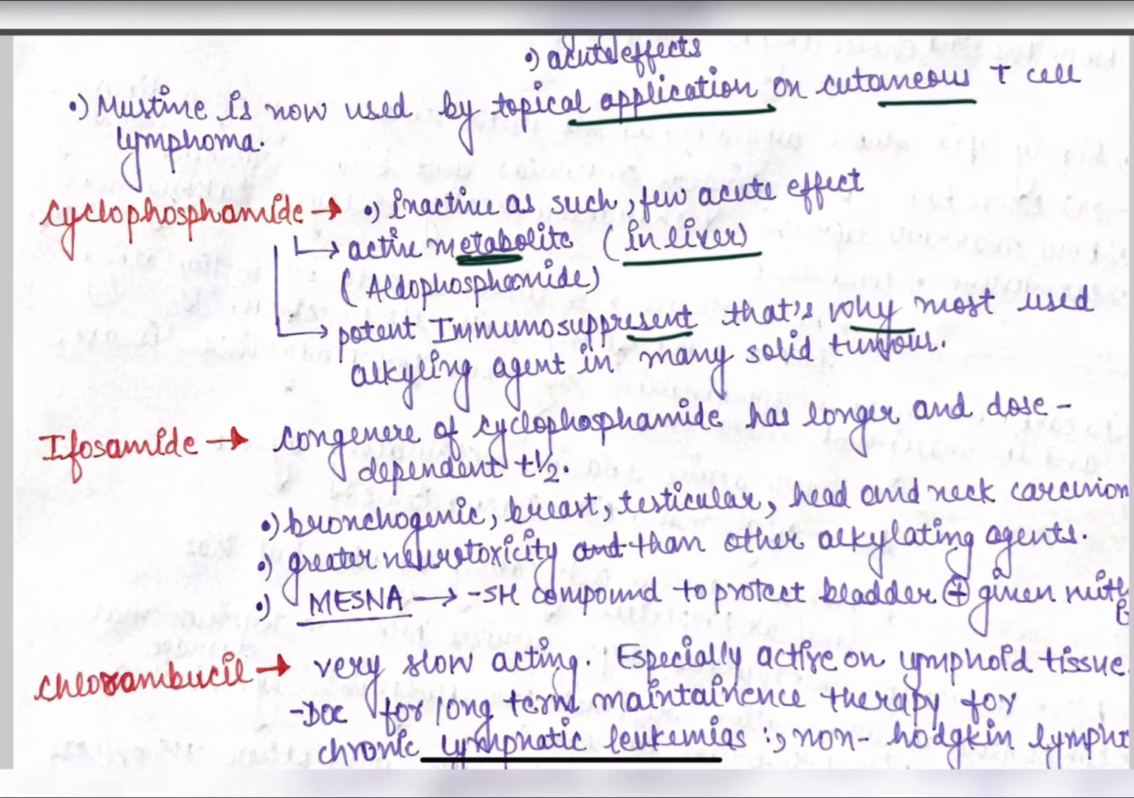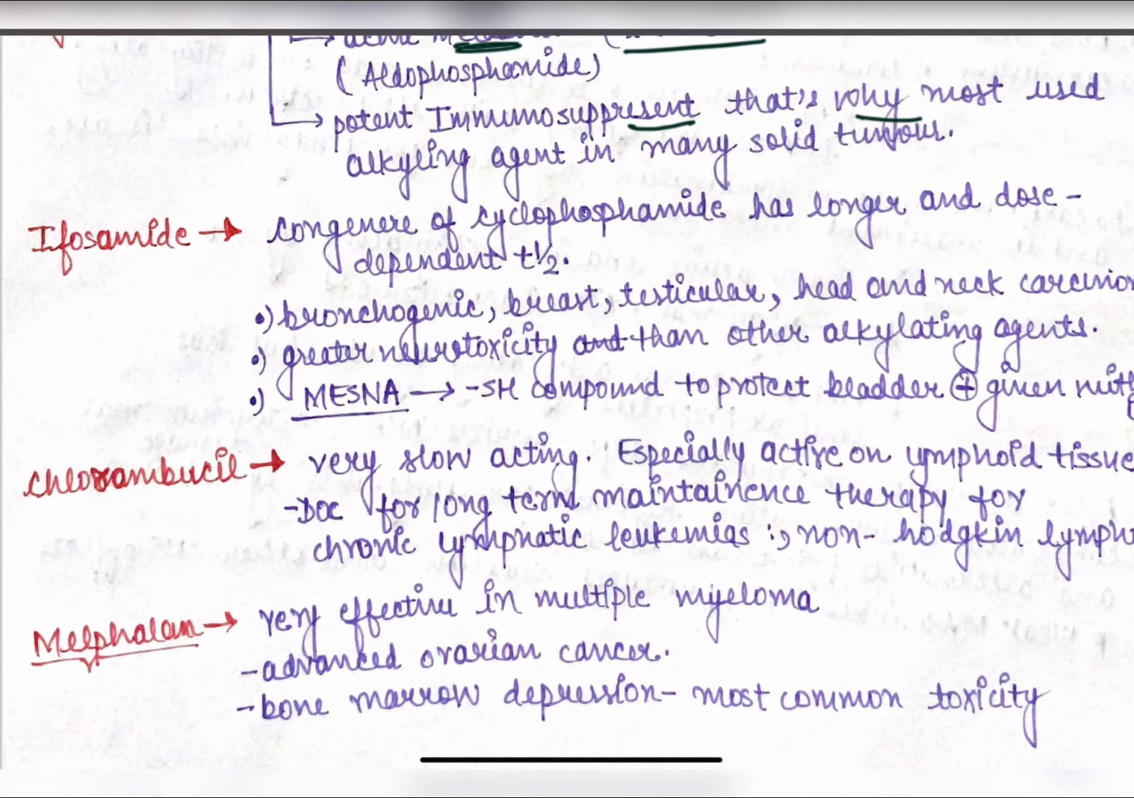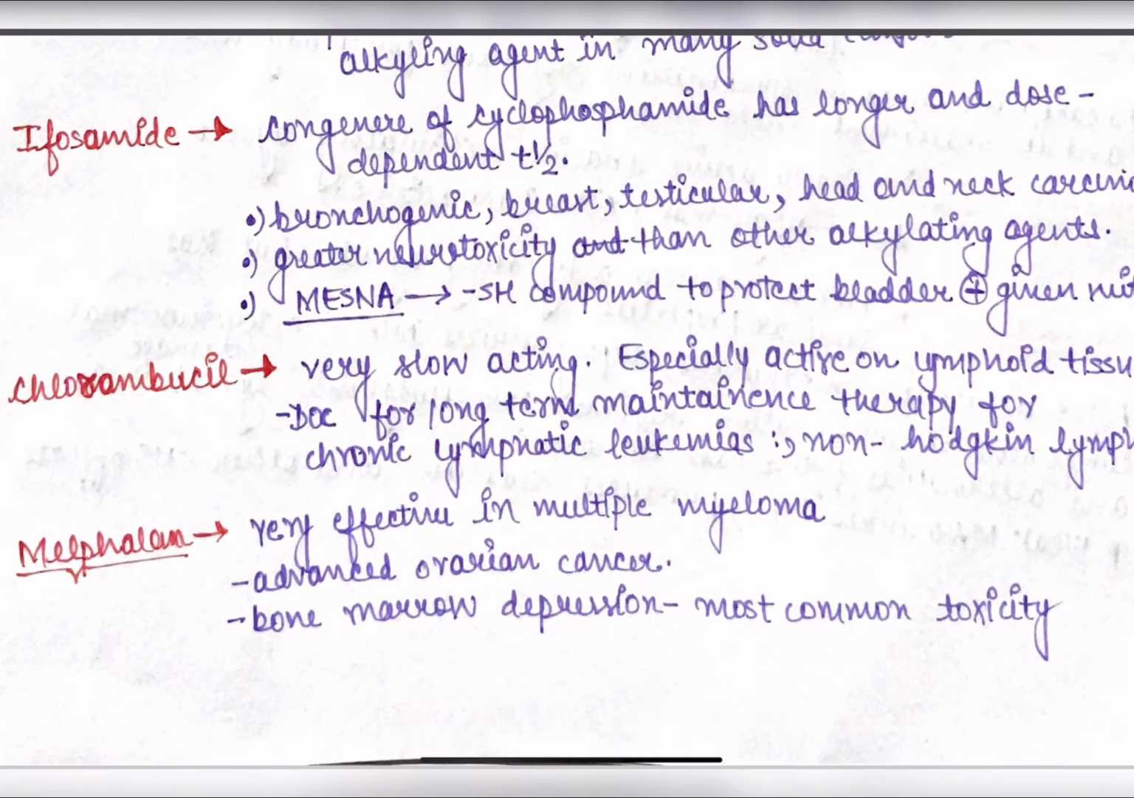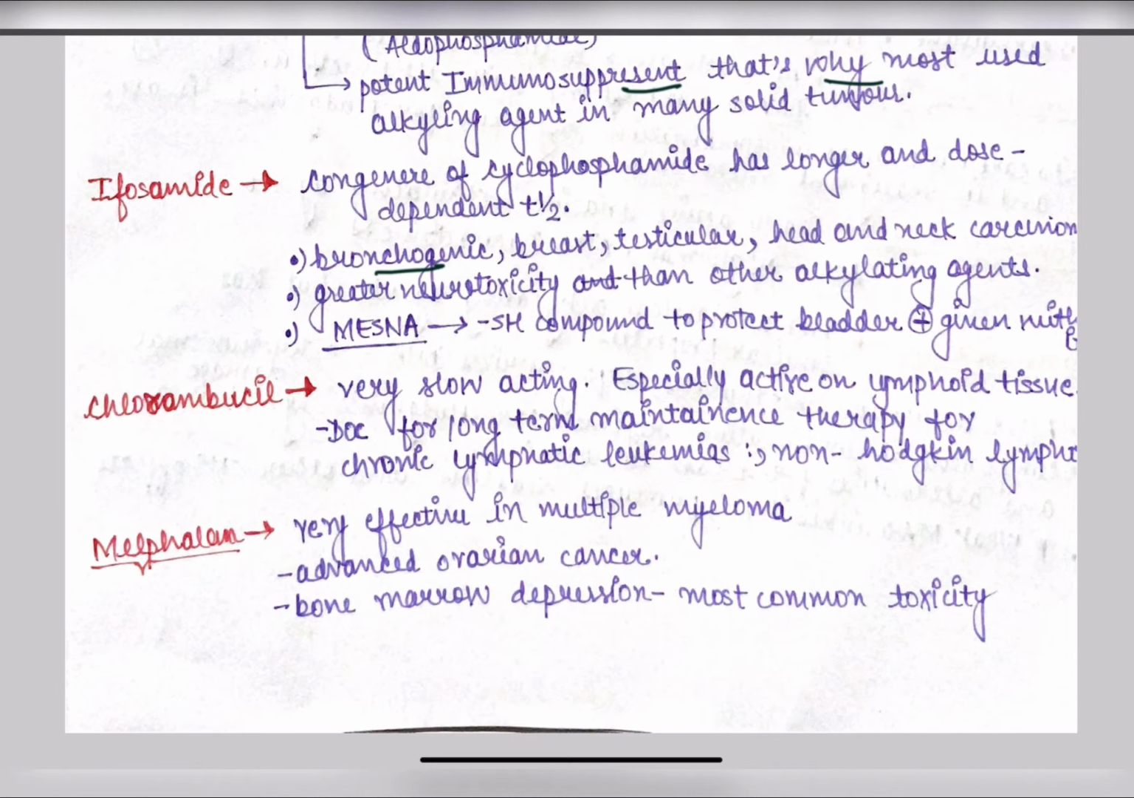So the neoplastic uses of this drug are in pediatric solid tumors, Wilms tumor, neuroblastoma, breast cancer, ovarian cancer, okay? Now ifosfamide is a congener of cyclophosphamide, and it has a longer and dose-dependent half-life, and it has found utility in bronchogenic cancer, breast, testicular, and head and neck carcinomas, and it has greater neurotoxicity than the other alkylating agents. And there is mesna, an SH compound to protect the bladder, because we are giving mesna along with it, okay?